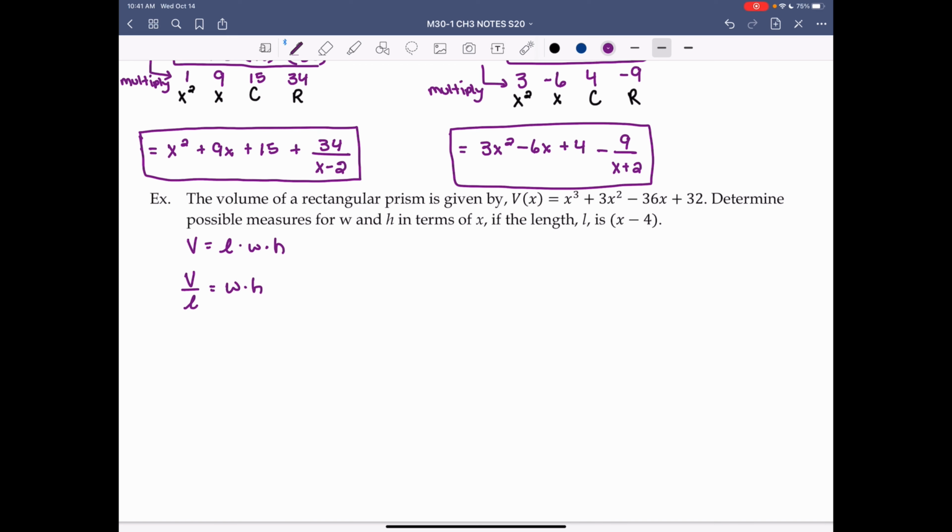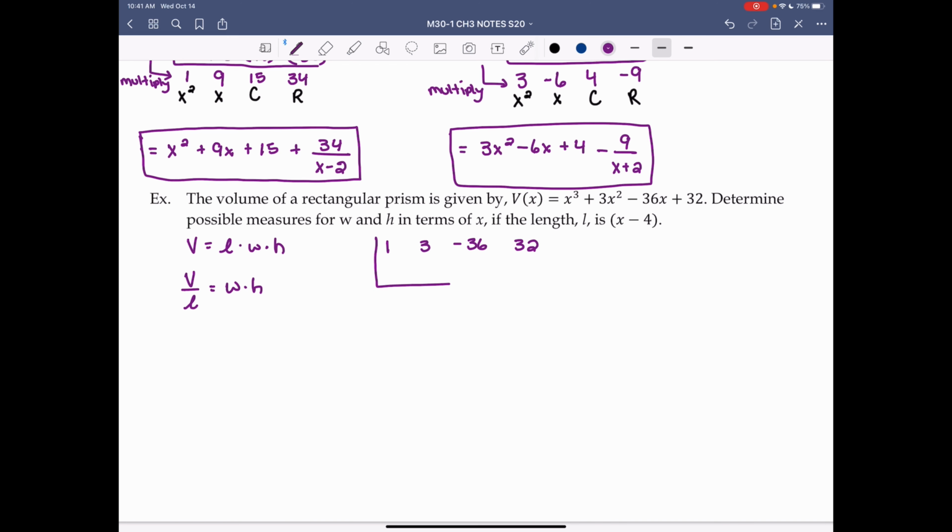So let's divide our polynomial representing the volume by the binomial representing the length. We can do this with long division or synthetic division. You need to know both methods. I'm going to do synthetic division here. I write my coefficients. We have 1 for the x cubed term, 3 for the x squared term, negative 36 for the x term, and then 32 for the constant.